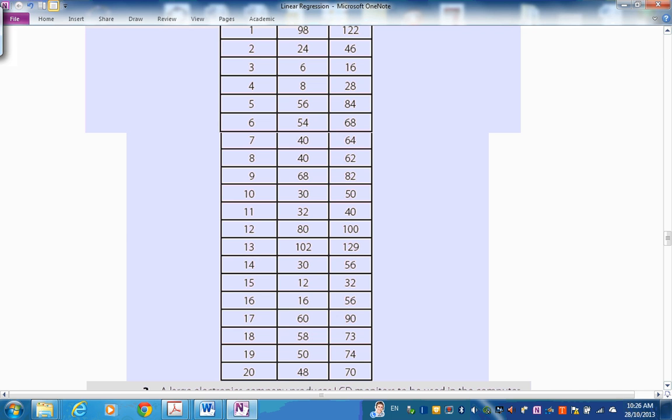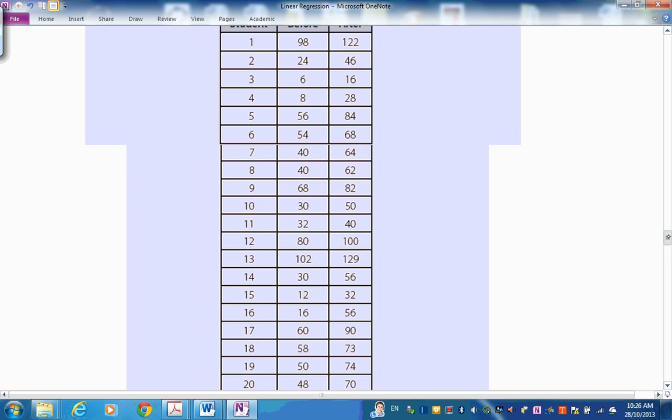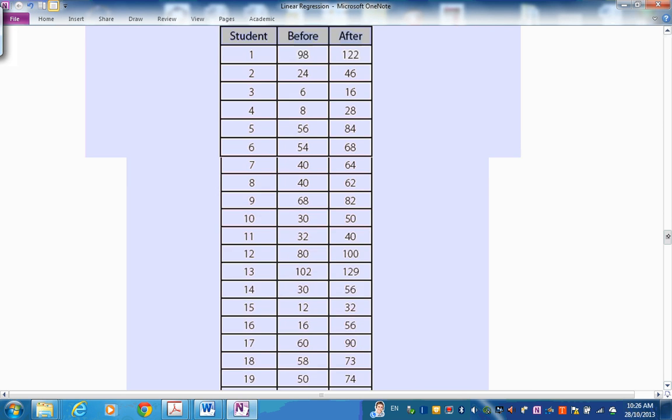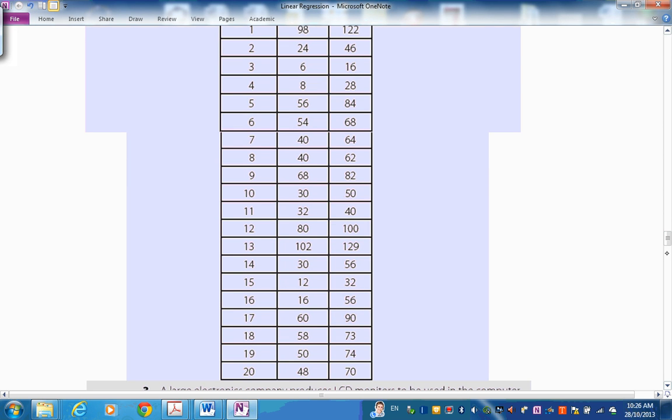So the first 20 students there, and the two scores before and after. Let's just go up here a little bit. Yeah, before and after. So put those into list 1, list 2. What would you say? Before as independent and after as dependent? Possibly. Not so fussy here in terms of that, but probably that would be the best.